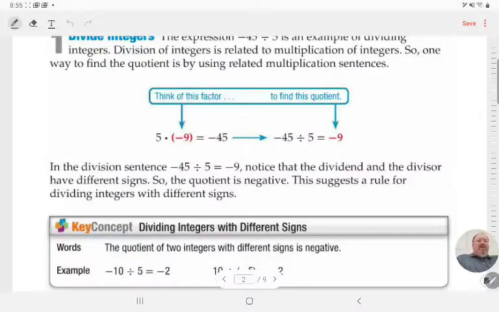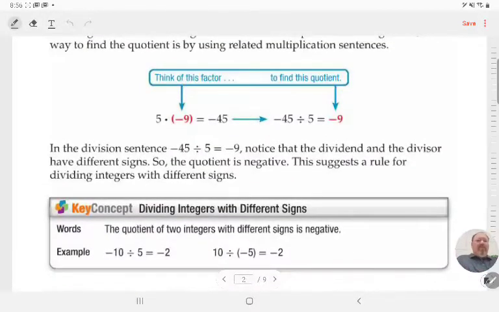Now we can express negative 45 divided by 5 as an example of dividing integers. Division of integers is related to multiplication of integers, so one way to find the quotient is by using a related multiplication sentence. For example, if we have negative 45 divided by 5, we can look at that problem and say, what times 5 would be negative 45? Well, that's negative 9. So we could look at a division problem and think about it in terms of a multiplication problem. It could work that way sometimes.